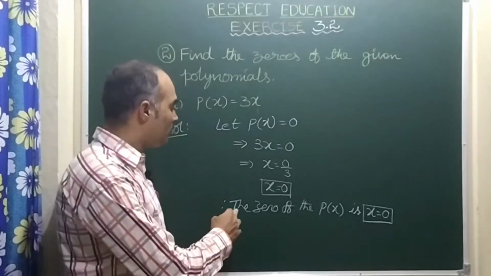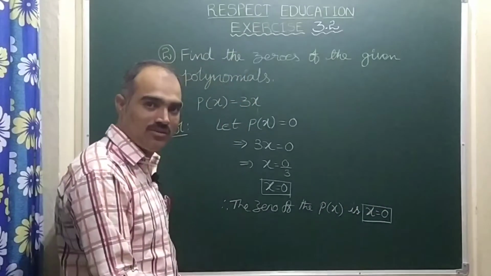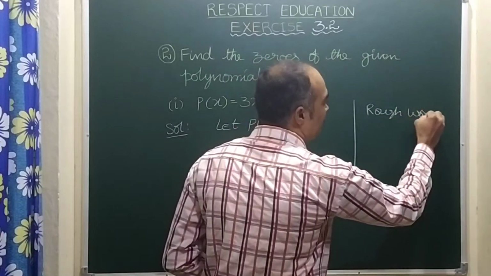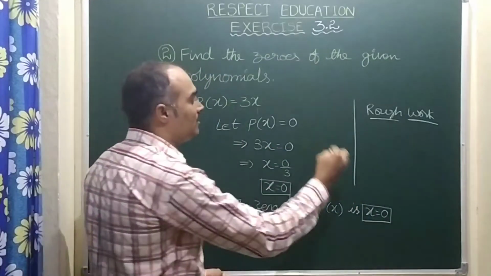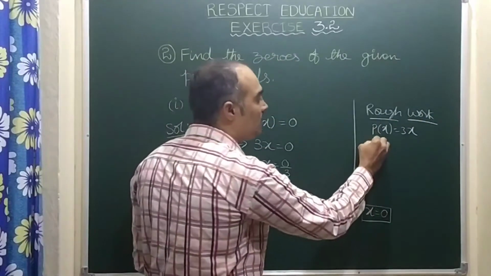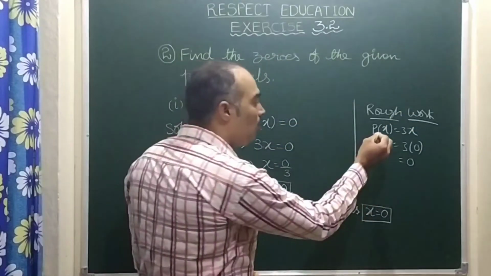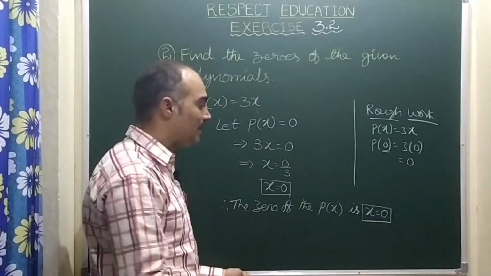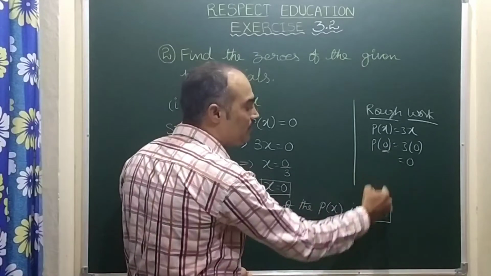Okay, here I would like to give you a small confirmation, children. How is x equal to 0 the zero for this p of x? It's very simple. You can check whether x equal to 0 is a zero for the p of x or not. Given p of x equal to 3x, let us substitute 0 in place of x. Then p of 0 is 3 into 0, and 3 into 0 is 0. That means 0 makes the given polynomial 0. That is the reason, children, the zero of the given polynomial 3x is x equal to 0.